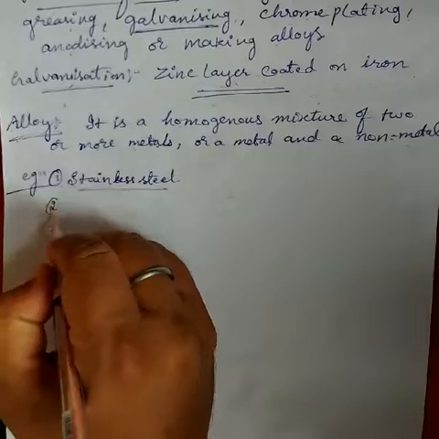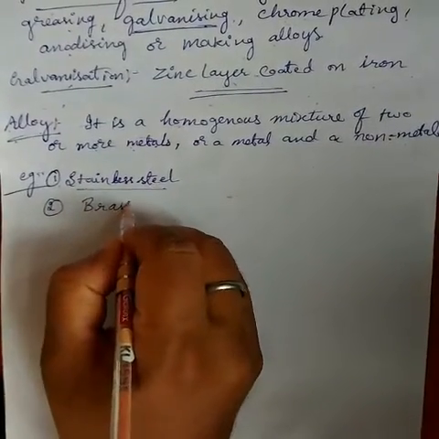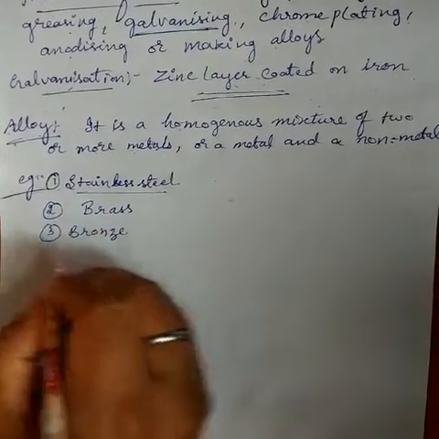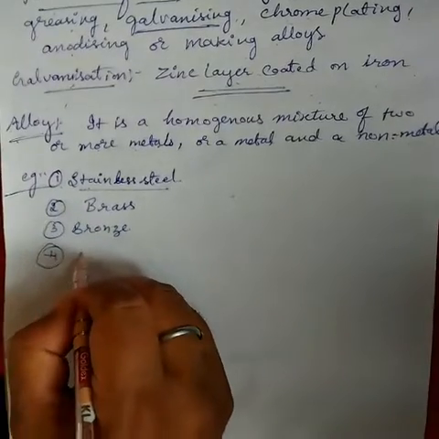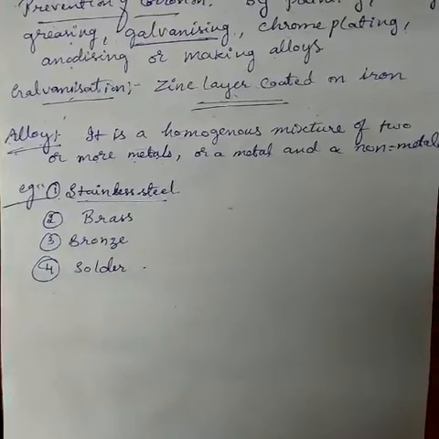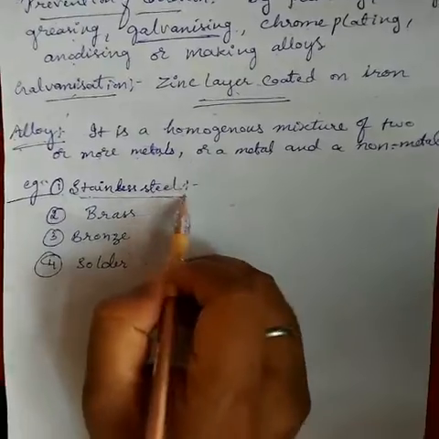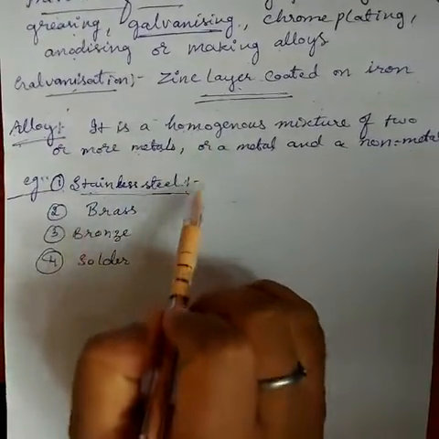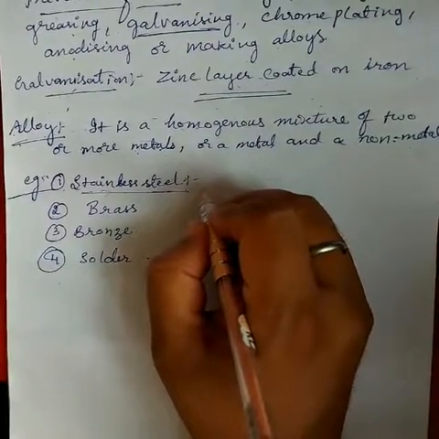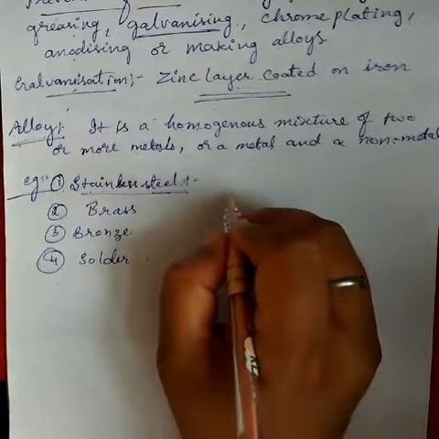And a second is brass, and then bronze, and then solder. So these are some examples of an alloy. The contents present in stainless steel are also important. I will write down all the things which were asked in the 2020 examination.